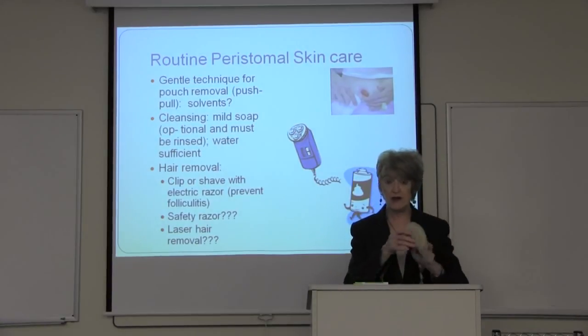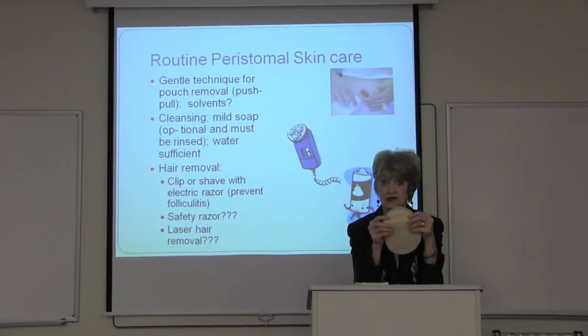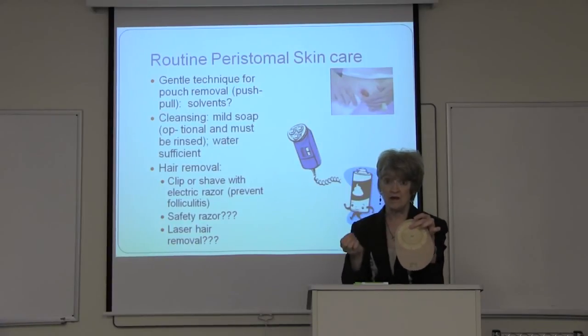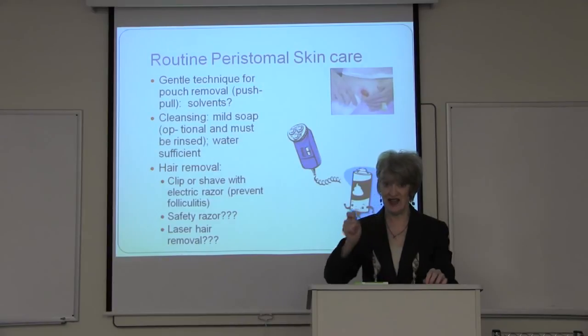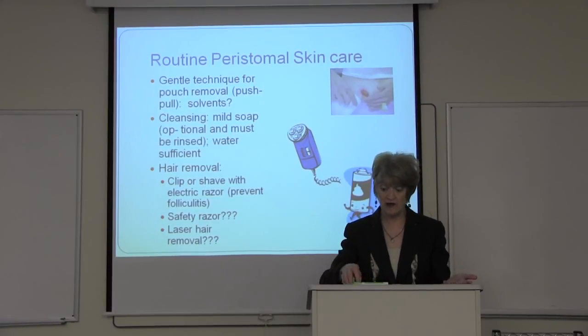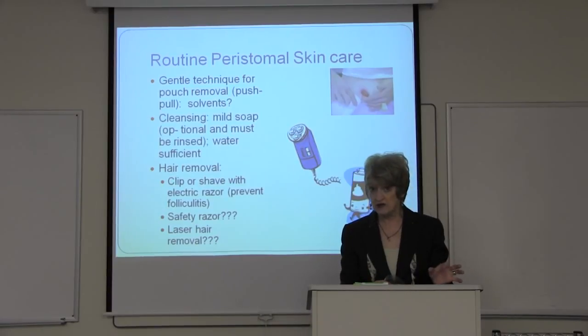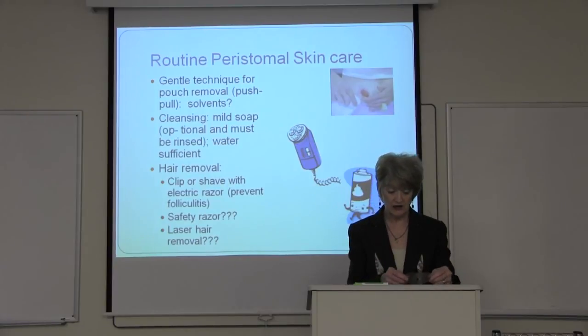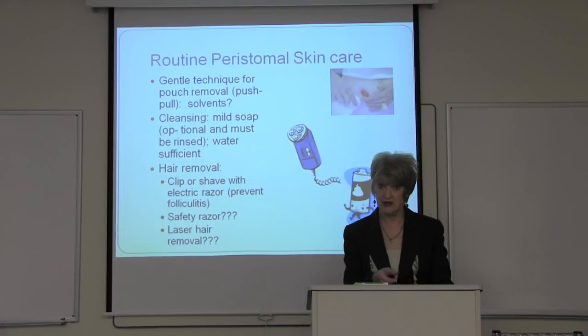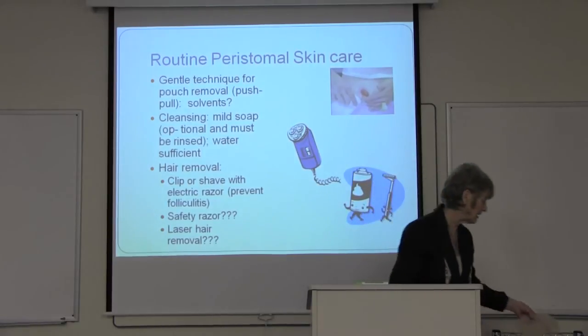When you put this pouch onto the peristomal skin, any hair in that area tends to grow into the barrier and embed into the barrier. And then when you take the pouch off, you're snatching the hair out by the follicle. And that causes trauma to the hair follicle. Once you get trauma to the hair follicle, then you can get bacterial invasion and you can get a folliculitis. So we're always trying to prevent folliculitis and prevent damage and, of course, prevent pain.